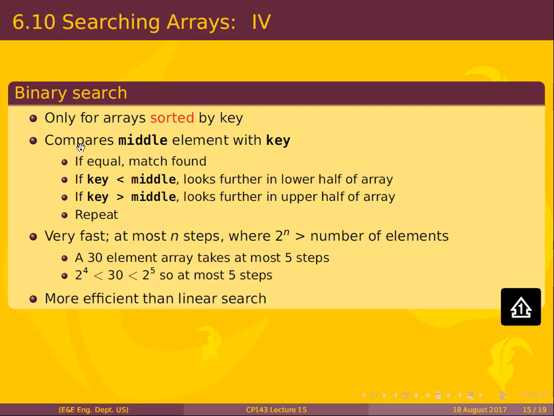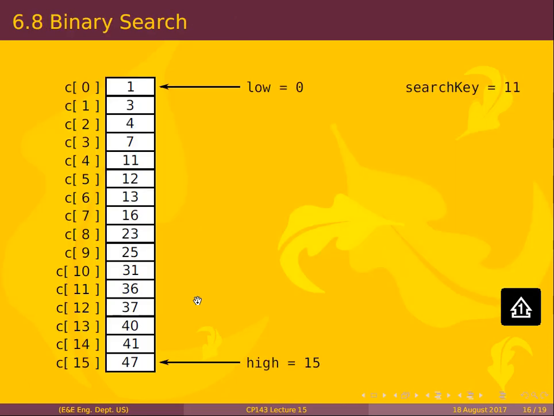So the most critical component here is that binary search will only work if the array is sorted. If it's not sorted, it won't find an answer. It'll run indefinitely, it'll get an infinite loop. But it's very fast, and it's also much more efficient than linear searching. Okay, so this is just a graphical illustration of what it looks like.